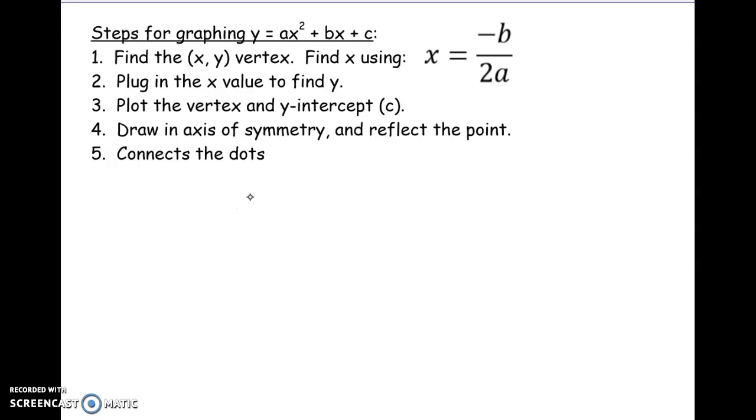Alright, welcome to optional video number 2. We're just going to graph one more quadratic. If you feel like you got it from video 1, you can skip to video 3. But I just want to show you one more time these different steps because there's a whole bunch of them.